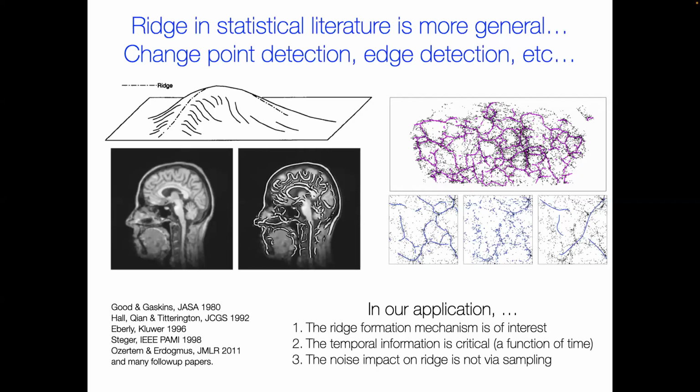Third, the noise impacts the ridge via different mechanisms. The noise in our application comes from the underlying signal, so it has been converted into the time frequency domain. But in other applications, the noise is attached to the image or the data set itself. So essentially that is the main difference. These are the main differences, and there are more. But what I want to say is it is kind of similar, but a different topic.